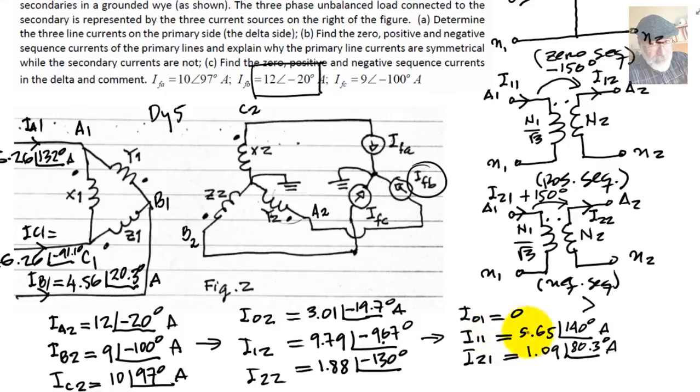Doing that backwards transformation, we get those currents in phase A, phase B, and phase C of the primary: 626 with 132 degrees, 456 with 20 degrees, and 626 with 91 degrees, which are exactly the same currents that we found in a much simpler way in a previous video. Thank you very much.